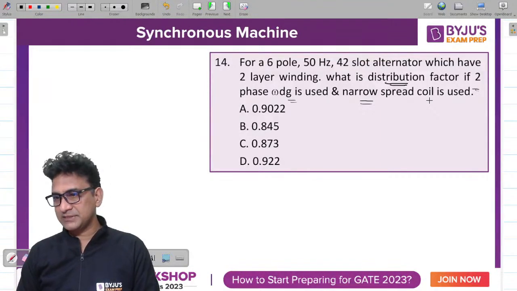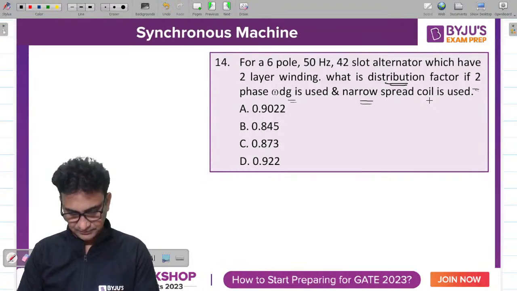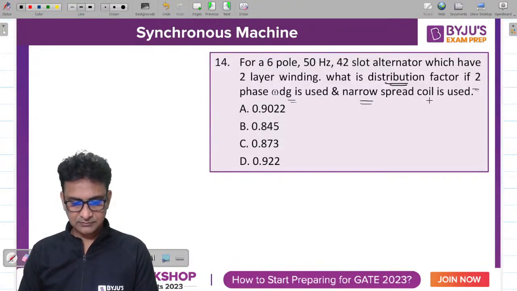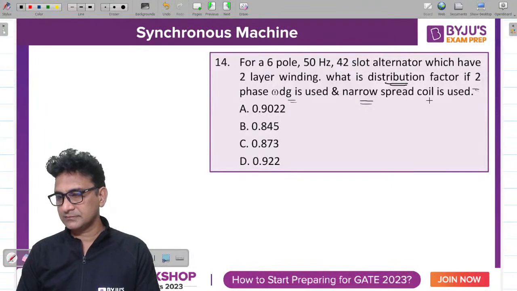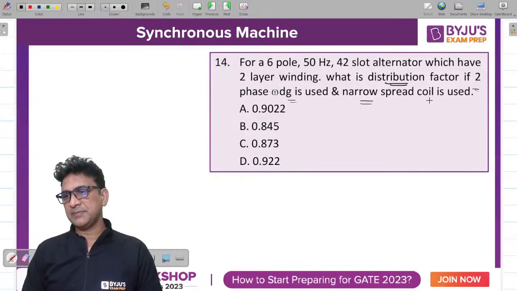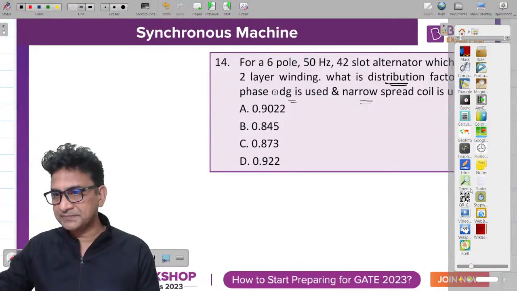How to find out the distribution factor for a fractional slot winding? Which formula do we have to use? We may have two types of winding, integral slot winding and fractional slot winding.